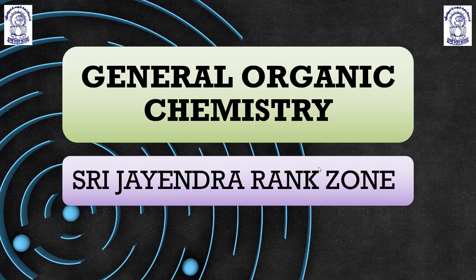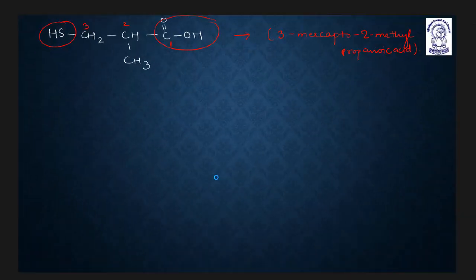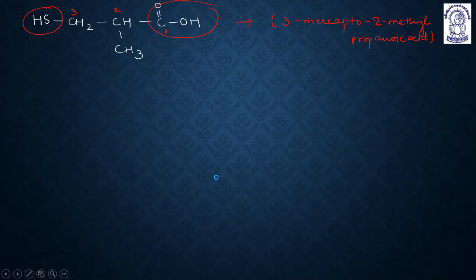As we have started GOC in the last two lectures, this is the fourth lecture of GOC, and we were discussing the IUPAC nomenclature. Today we are going to discuss the naming of compounds having more than one functional group attached to them, that is polyfunctional compounds. As you know, in polyfunctional compounds, if there are two groups present in which one group is more reactive than the other, then the naming will be done accordingly. I'm giving you some examples.